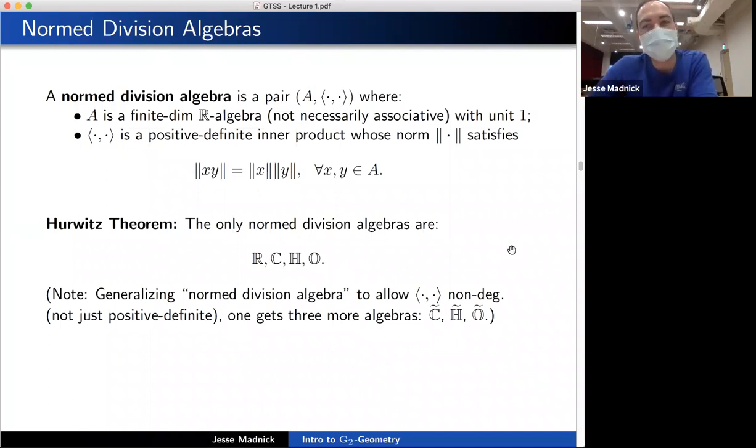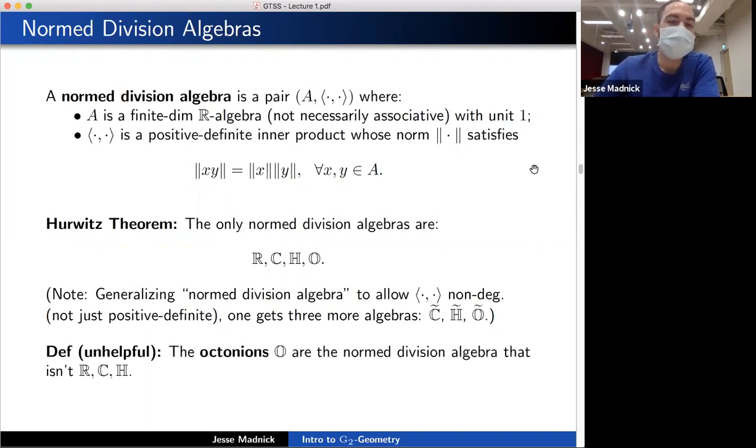I should point out that some authors have a slightly more general definition of normed division algebra. They allow not just positive definite metrics, but arbitrary non-degenerate metrics. In that case, you'll get more normed division algebras: the split complex numbers, split quaternions, and split octonions. This is a very interesting thing, but I'm going to stick to the positive definite case. The most unhelpful definition you could make is that the octonions are the normed division algebra which is not R, C, or H. You could also say that they're the normed division algebra which is not associative.